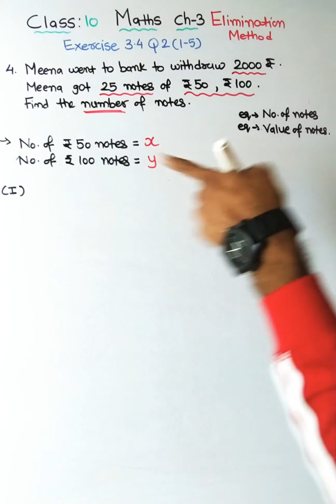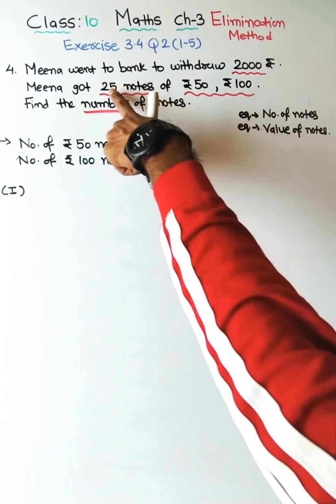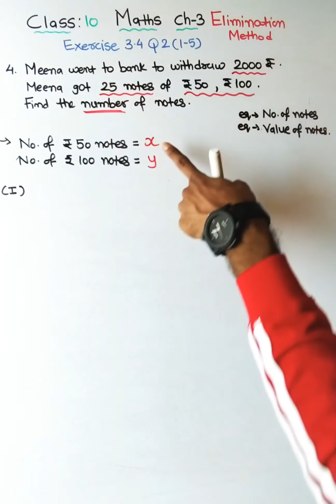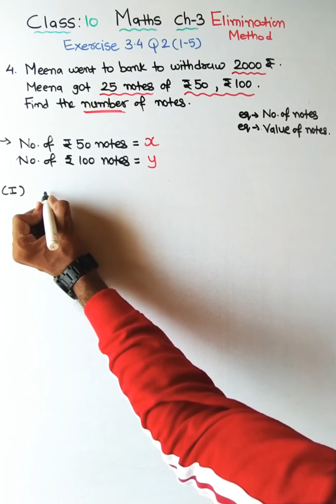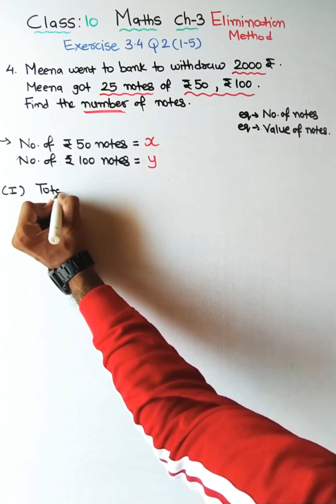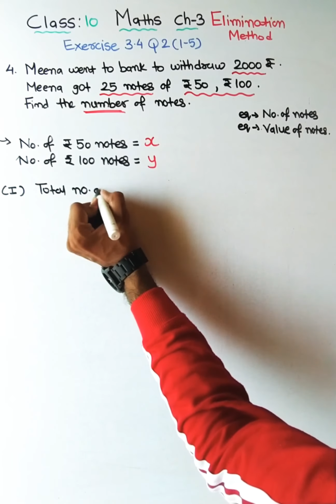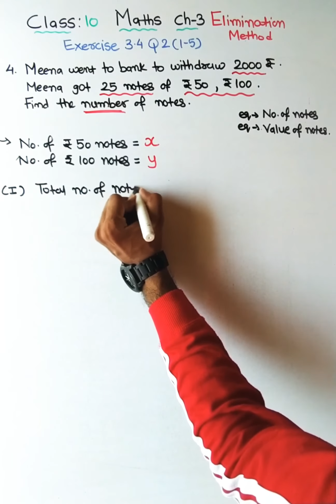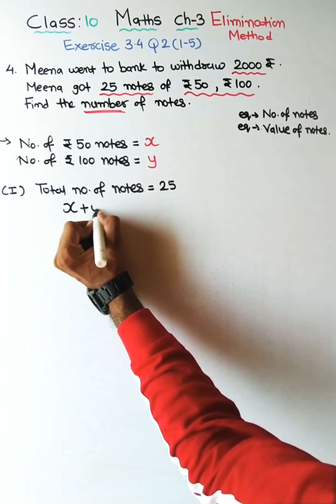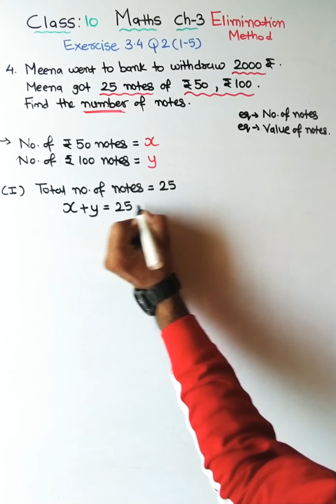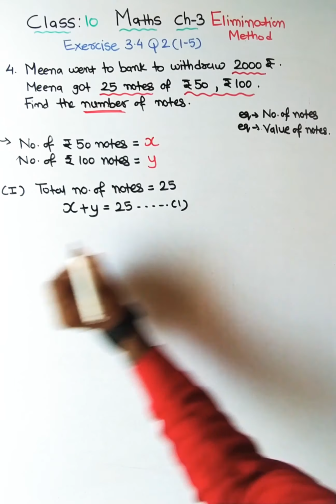That is, how many notes? Number of notes. Total notes is 25. That will contain X and Y number of notes. So the first equation will be total number of notes, that is 25. That means X plus Y equals 25. This is our equation number 1.